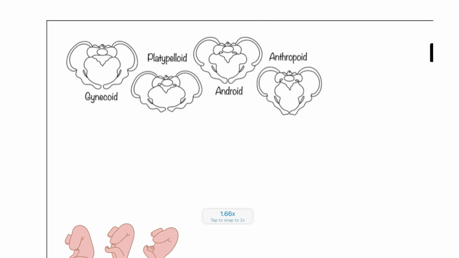Now we are moving on to the patients with conditions associated with labor abnormalities. There are four types of pelvises: gynecoid, platypelloid, android, and anthropoid. What are the big important points you have to take note of? Gynecoid is the most common overall, and mostly consists of females.